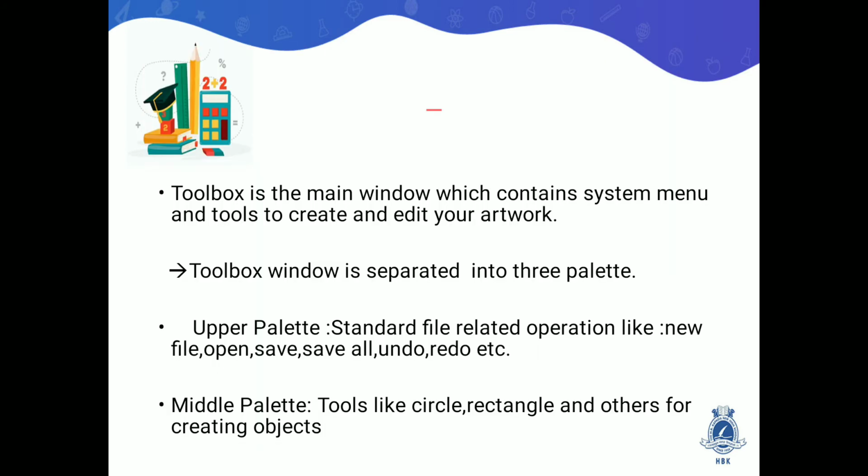The toolbox is a main window which contains the system menu and tools to create and edit your artwork or your animation objects. We divide the toolbox into three separate palettes, meaning three sections: the upper palette, the middle palette, and the lower palette. In the upper palette we have some standard file related operations like new file, open file, save all file, undo, and redo. All these types of file related activities we can perform in the upper palette.